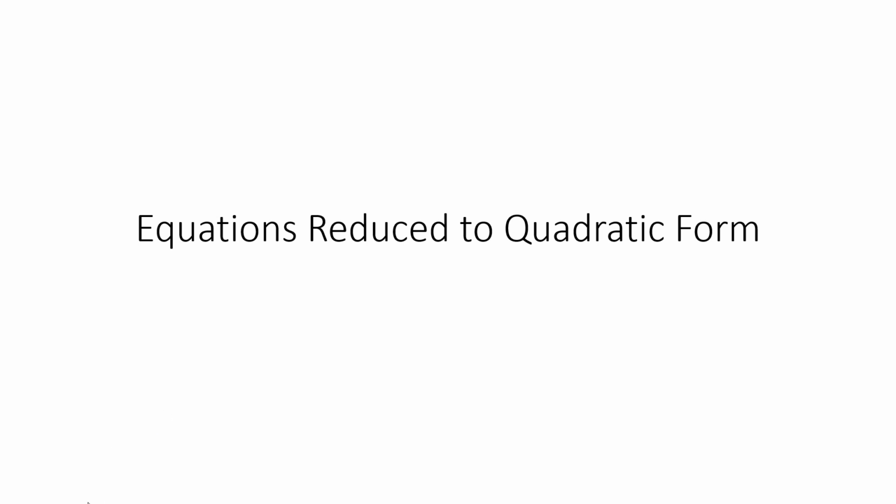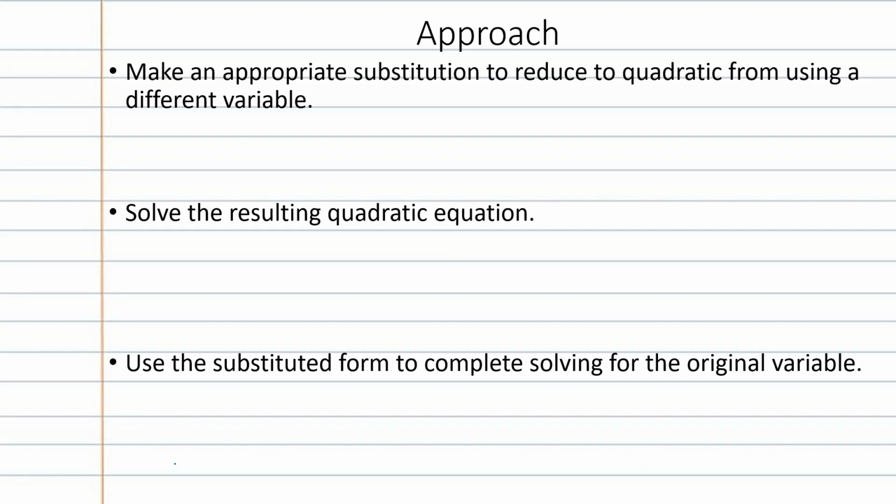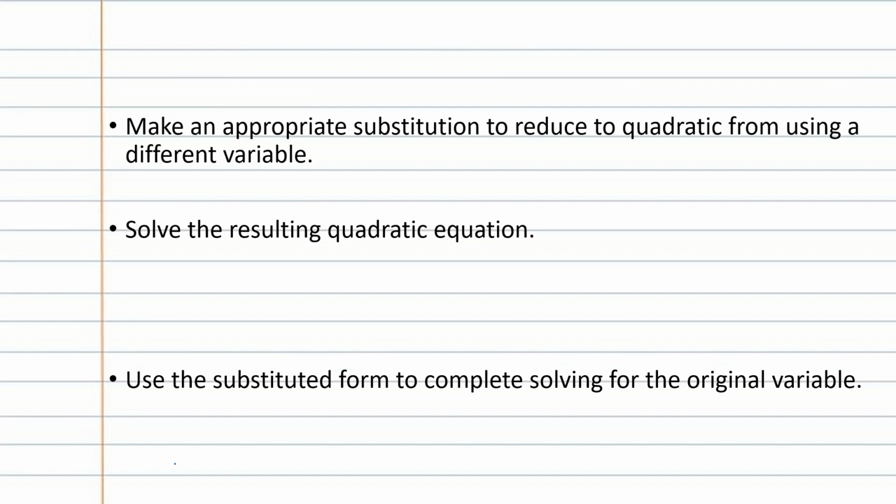Functions reduced to quadratic form. Now, our approach is basically going to be something called U substitution, where we make an appropriate substitution to reduce the quadratic form from just using a different variable. Once we make that substitution and simplify it down to a quadratic equation, we'll solve that resulting quadratic equation, and then take the results from it and plug it back into our U substituted variable and solve for the original variable.